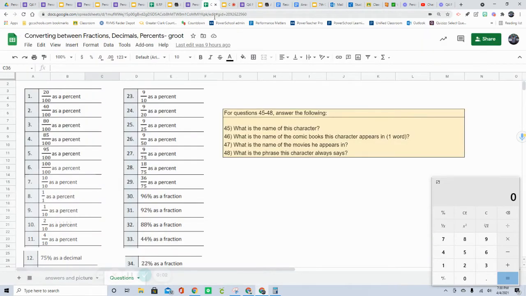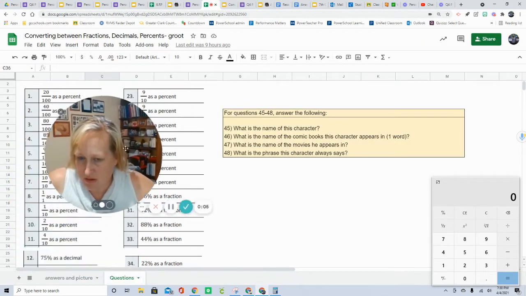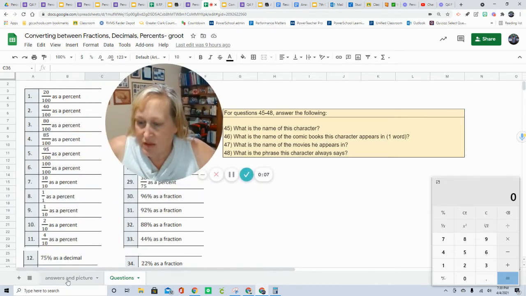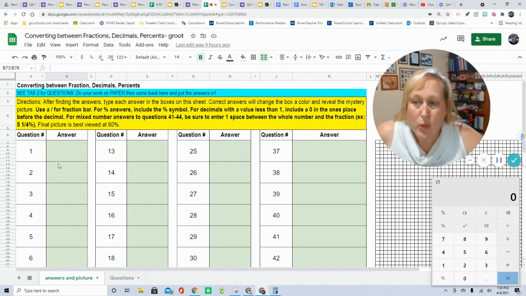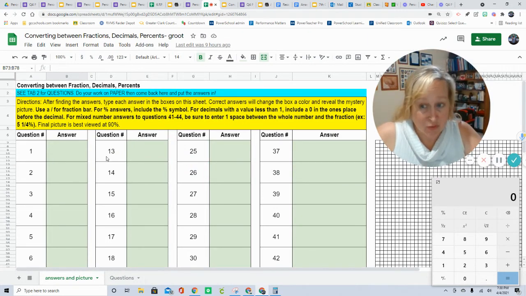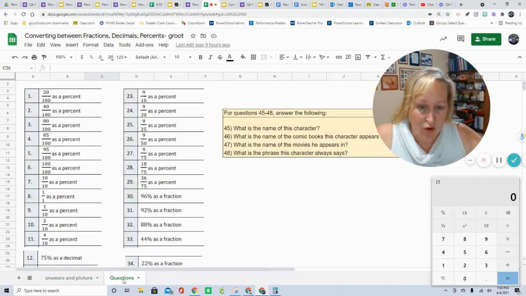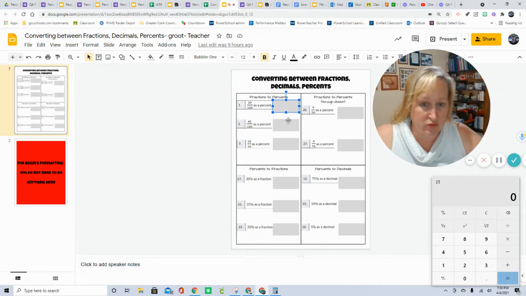Okay, we are going to be doing this activity today. I'm going to be moving my face everywhere, where we are practicing converting between fractions, decimals, and percents. You are going to use down here, because the questions are on this tab. What I have done is I have found a way to do notes over here.